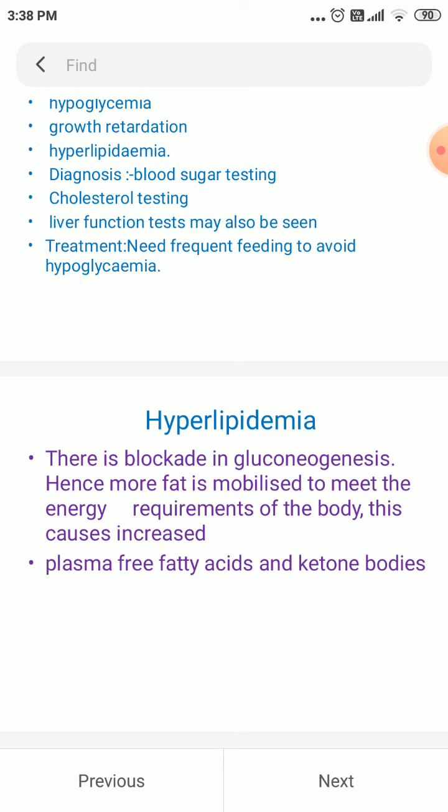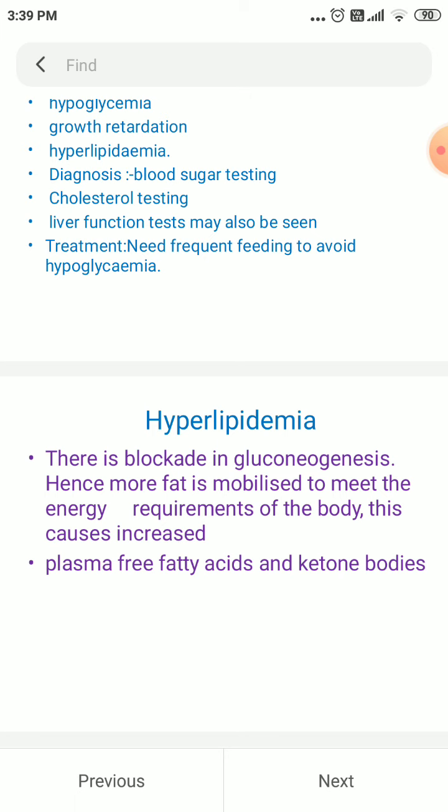So what is going to happen? In order to meet the requirement of the body, the fat is getting mobilized, which further results in an increase in plasma free fatty acids as well as ketone bodies. The acetyl CoA molecule is mainly involved in the synthesis of the ketone bodies, especially those three ketone bodies: beta-hydroxybutyrate, acetoacetate and acetone, right? These ketone bodies are synthesized because of the larger amount of free fatty acids released in the liver by the mobilization of the fat.